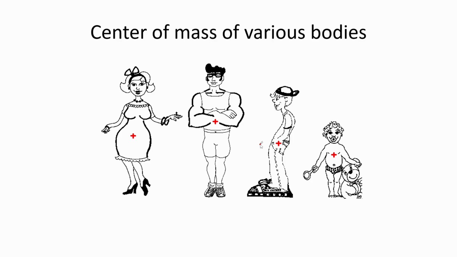So here are 4 different types of non-symmetric bodies. As you can see, this red cross indicates its center of mass, depending on the distribution of masses in an object. Okay?